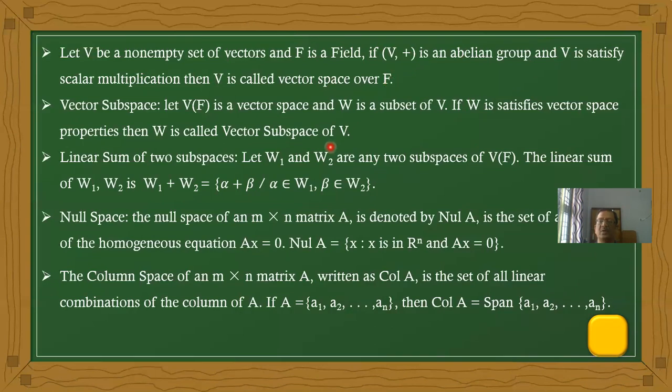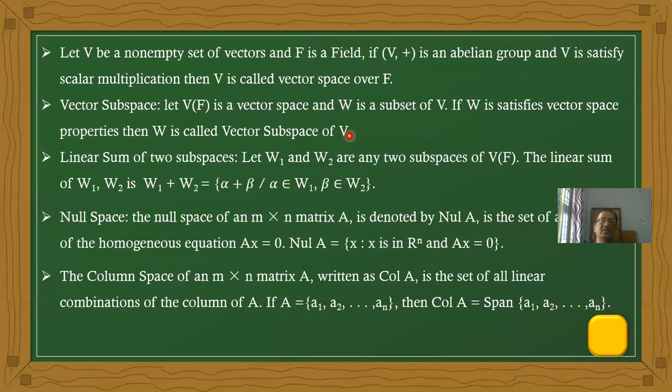Now, what does a subspace mean? V of F is a vector space and W is a subset of V. If W satisfies the vector space properties, then W is called a vector subspace of V.